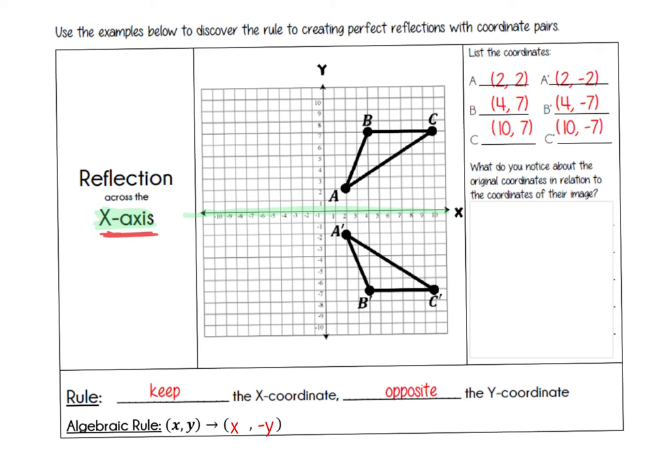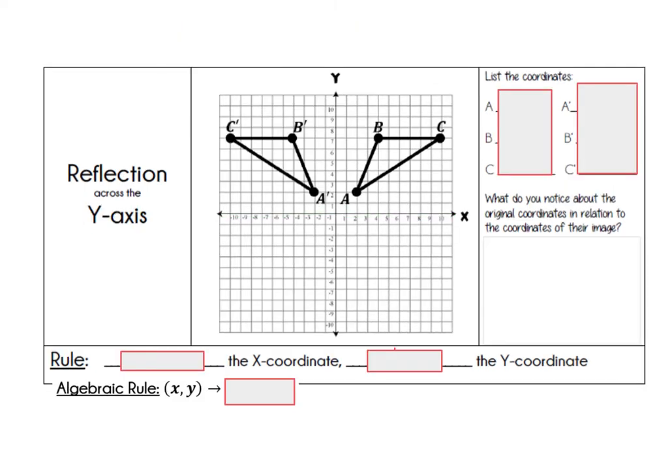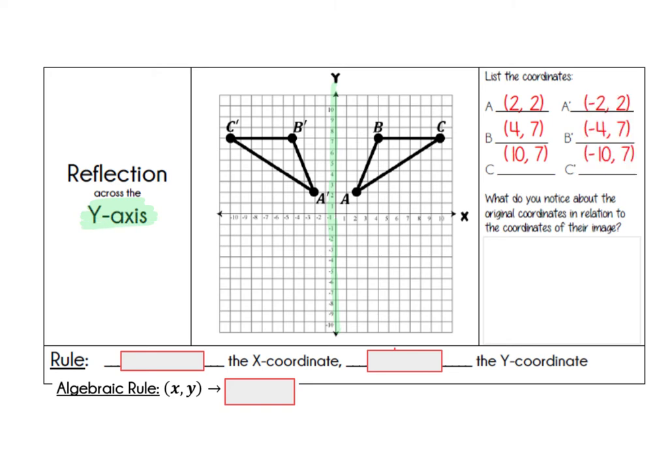All right, let's look at the y-axis. Next page. We'll look at these coordinates. For A, B, and C, you have 2, 2, 4, 7, and 10, 7. Same exact figure, but we are now going across our y-axis. So we are reflecting across the y-axis. All right, my new coordinates are negative 2, 2, negative 4, 7, and negative 10, 7.